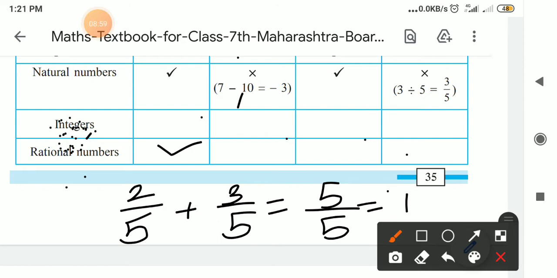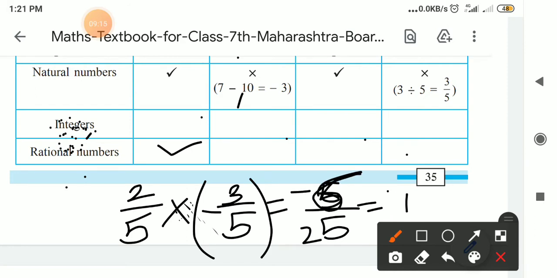Now we will see the multiplication. If we do the multiplication, any two rational numbers you have to take. If I do the multiplication and give a negative sign here, 3 2s are 6 and 5 5s are 25. The answer is minus 6 upon 25. And minus 6 upon 25 is a rational number. So the correct mark we have to give here. Okay.